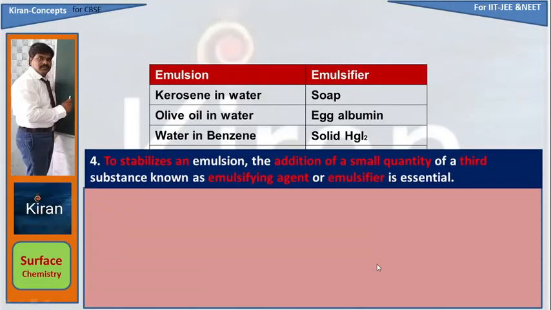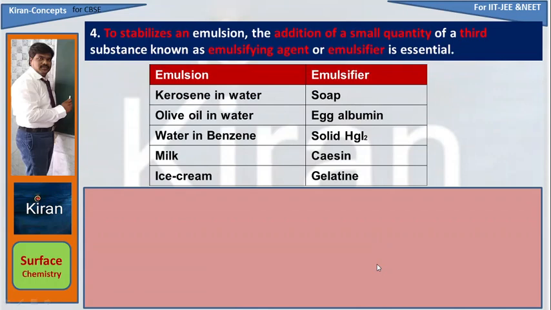The emulsion is stabilized by the addition of a small quantity of a third substance known as an emulsifying agent. Here, this is the third substance we are going to add to stabilize. For example, oil in water: while mixed vigorously, you will get an emulsion, an oil in water type of emulsion.